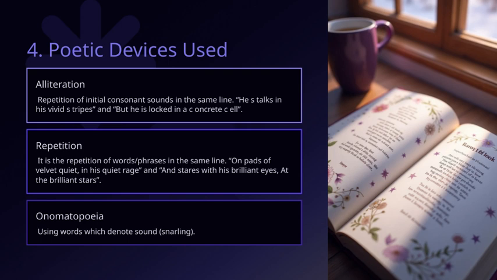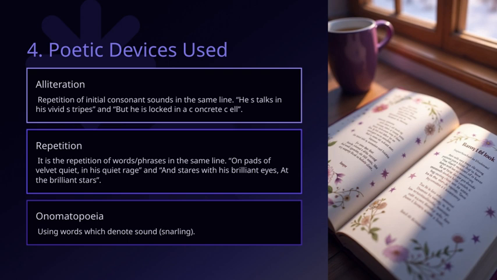Then there's alliteration, where the same consonant sound is repeated at the beginning of words close to each other. For example, "he stalks in his vivid stripes," or "but he is locked in a concrete cell." Alliteration can make phrases more memorable and musical.